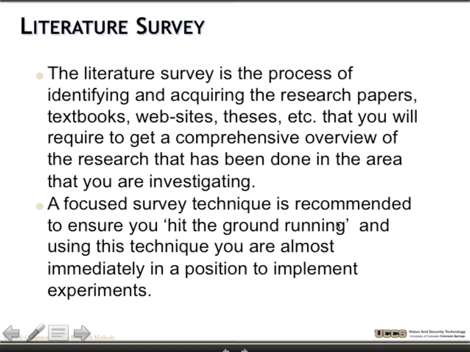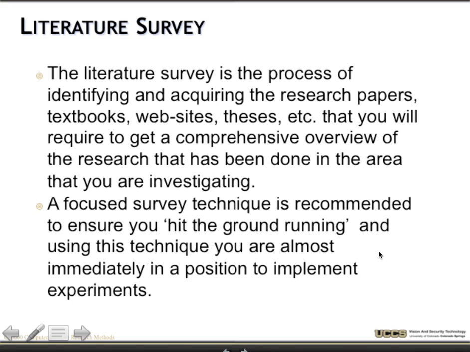We talked last week about searching with keywords. I'm not going to go through that, but a focused survey technique is recommended to ensure you hit the ground running on your research, make sure you're really going in a direction that doesn't already have somebody in front of you. Because if you're trying to follow somebody on the path, it's very hard for you to have the state of the art. You have to overtake them and do better than them. And if they're already working on it, you're probably already behind. It's less likely you're going to catch up.